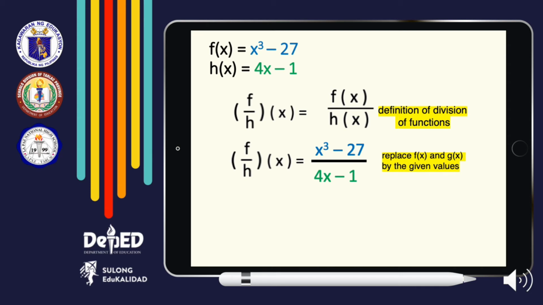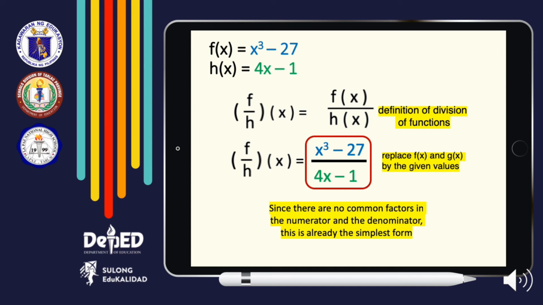What is our f of x? x cubed minus 27, divided by, what is our h of x? 4x minus 1. Now, since there are no common factors in the numerator and the denominator, this is already the simplest form. Therefore, f divided by h of x is equal to x cubed minus 27 over 4x minus 1.